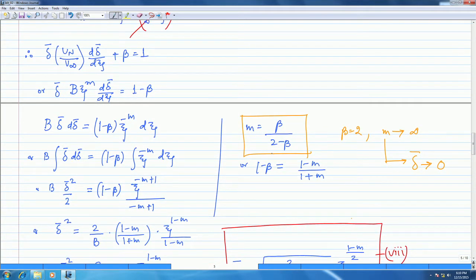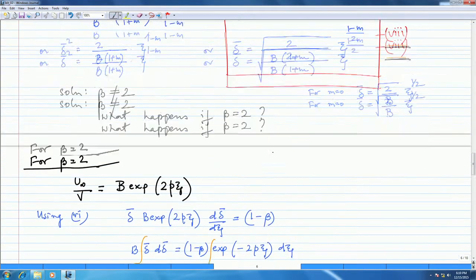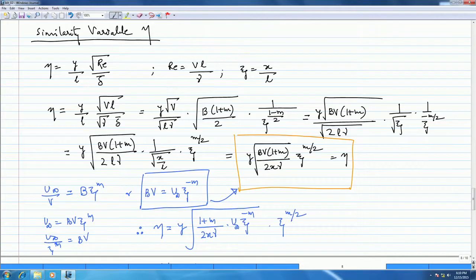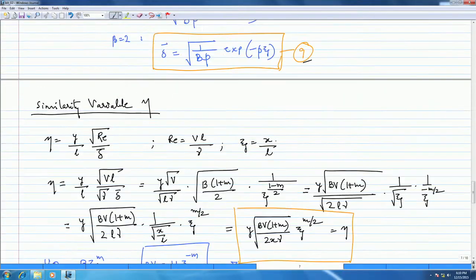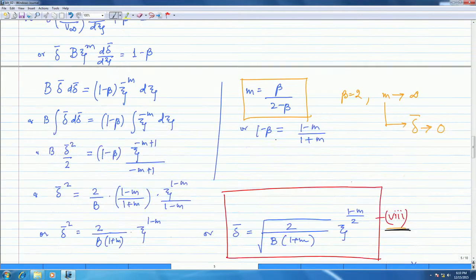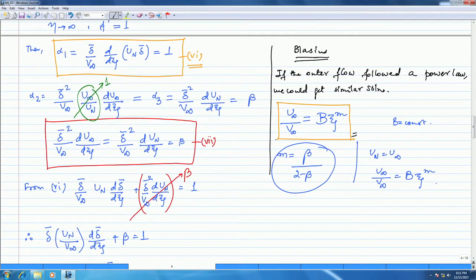beta and m, we will get physically different flows. So if you use this, what was the velocity description? Our velocity description is this power law m. What this exactly means is that say m is equal to 0, that is the flow past a flat plate. If m is equal to 0, which means beta is equal to 0, then from the power law we get this is equal to b, that is all, and b is a constant, you can take that as 1 or you can take that as 2, it does not matter.